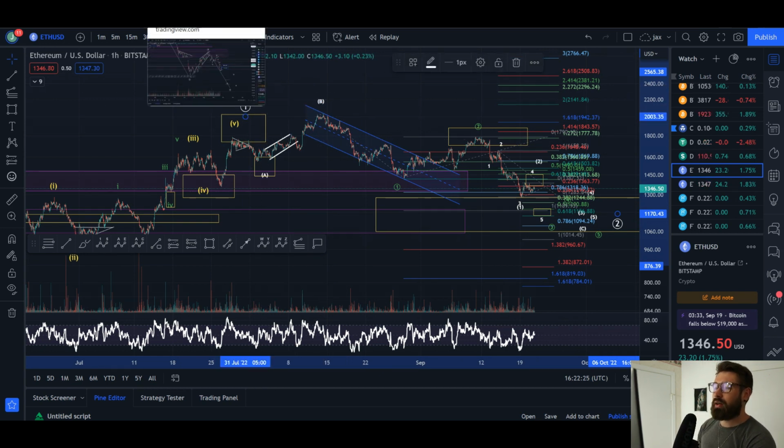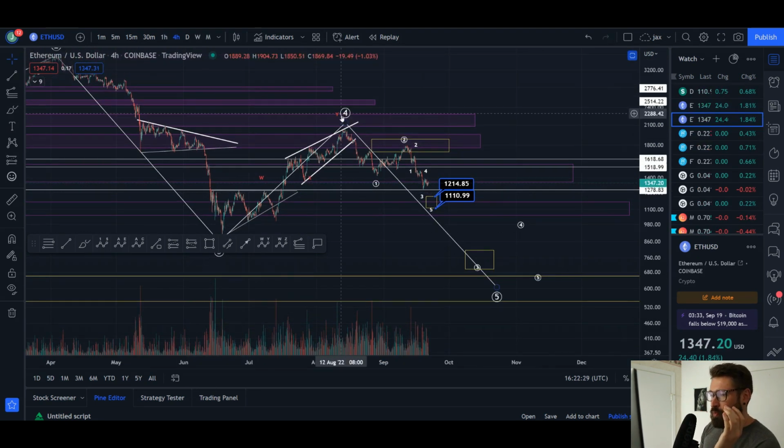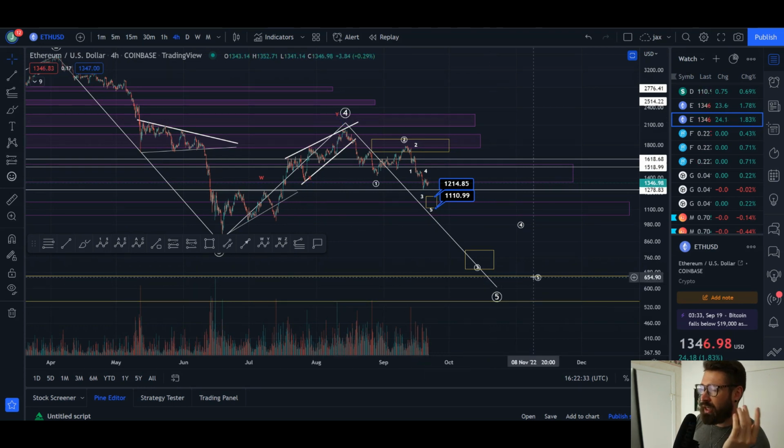All right, guys, the wave count that I'm looking at, that I mentioned in each and every video, is that this is a wave 4 pullback. We still have one more wave down in the market to bring us down in between 540 and 650.